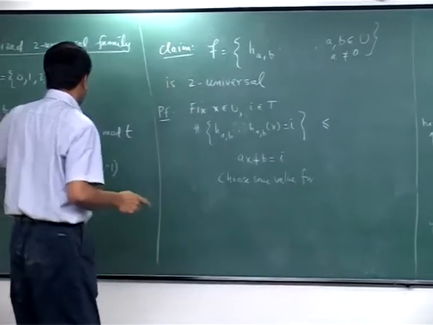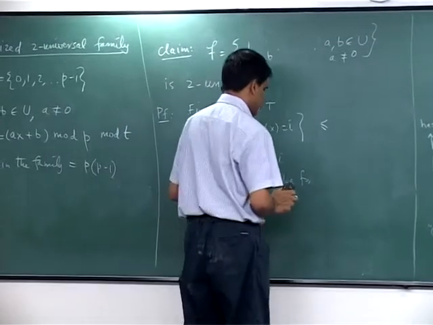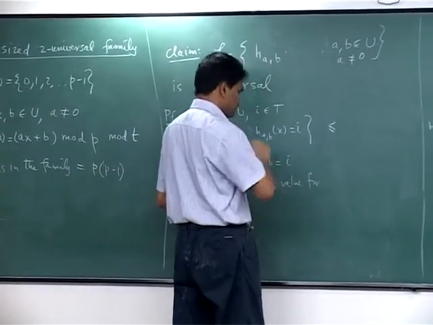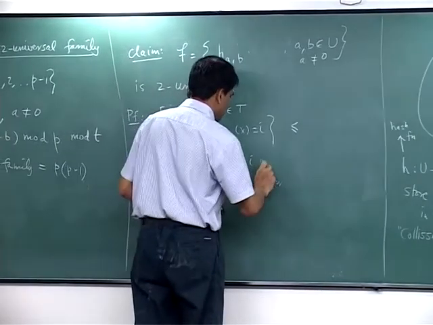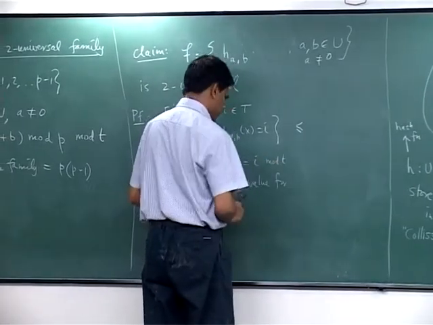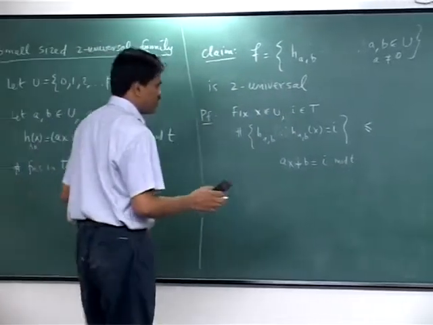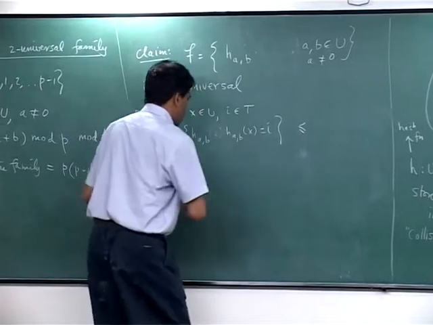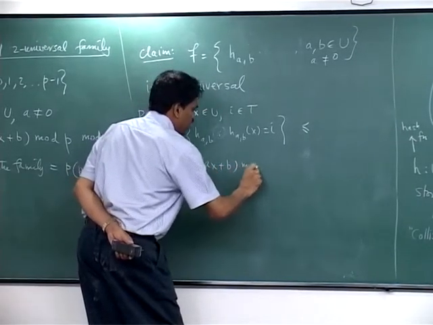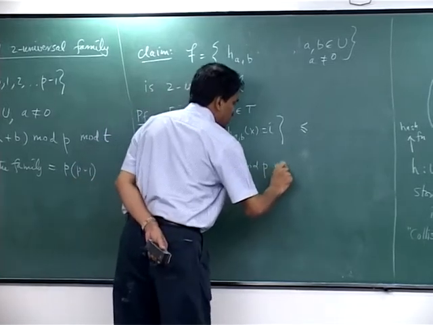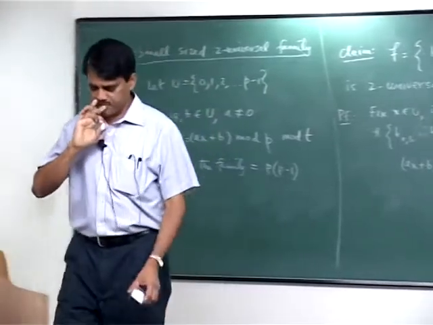Yeah, so it's not ax plus b, there is a mod t factor which I ignored. Let's be careful about that. Right, ax plus b equal to i mod t. That's what it is, right? So I want ax plus b mod p mod t equal to i.